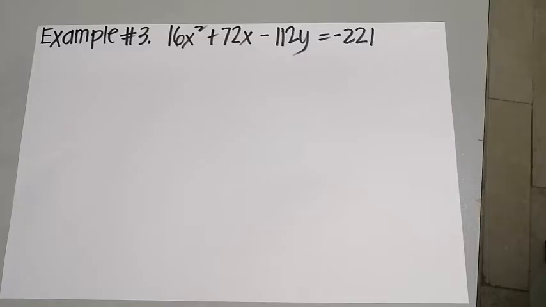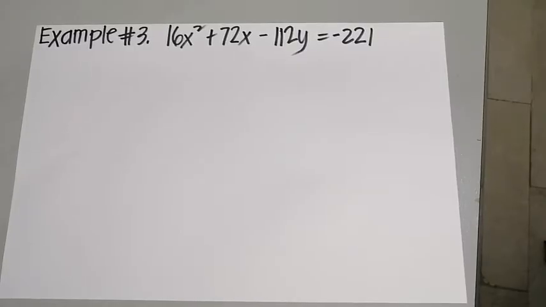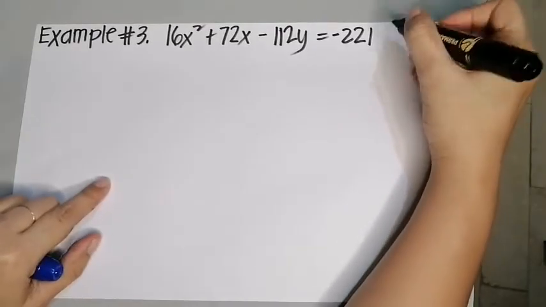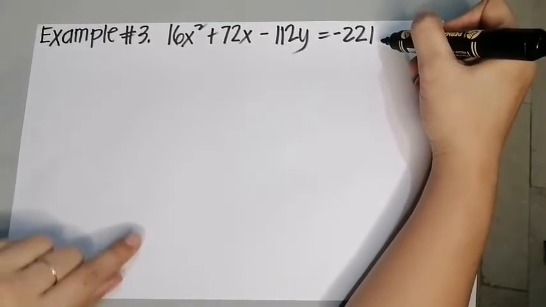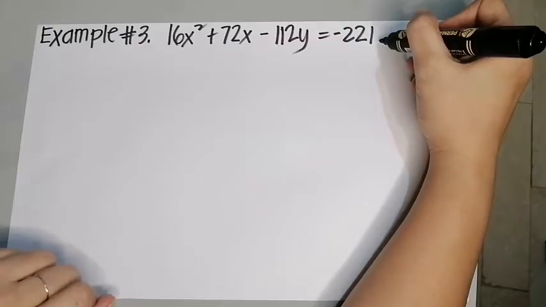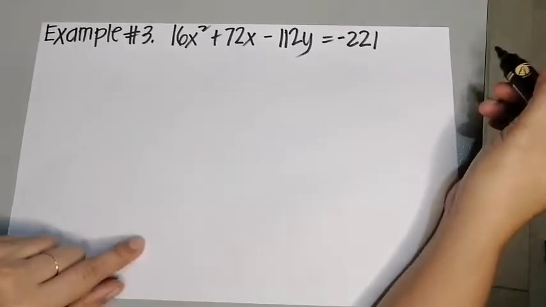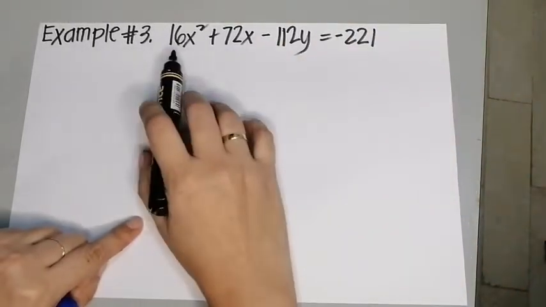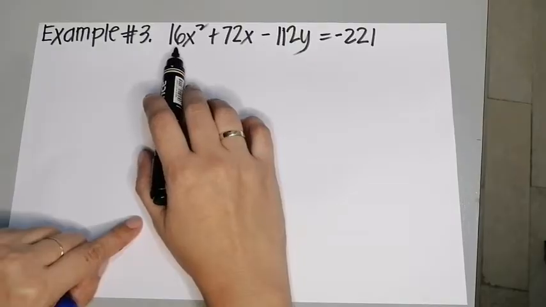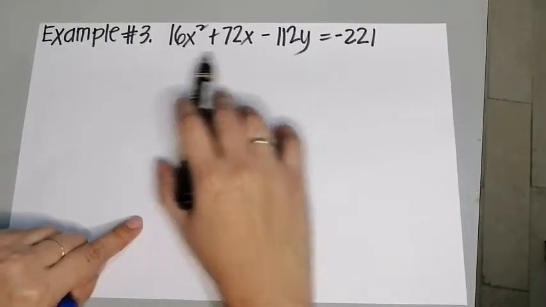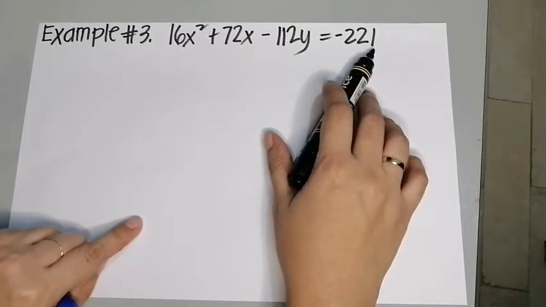Let's now have our third example. The given equation is 16x squared plus 72x minus 112y equals -221. The same with our second example, this equation is not in standard form yet. It's still in general form, so we have to transform it. Since the numerical coefficient of x squared is 16 and not equal to 1, we can divide everything by 16.